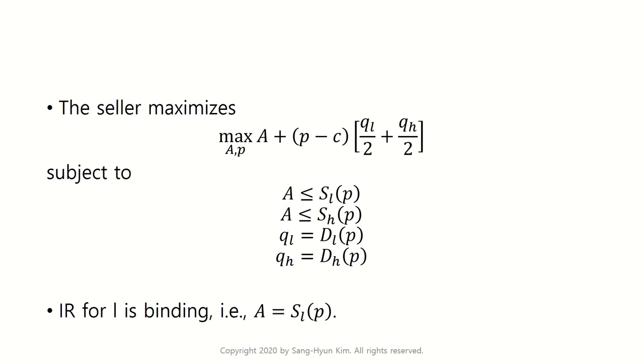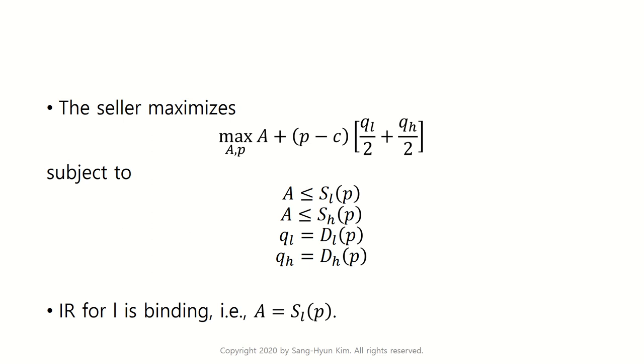So you add them and multiply by half on both demands, or the quantity demanded. So in this profit function, you can see that the L type consumer buys as much as QL, and the H type consumer buys as much as QH. And we have 4 constraints, right? So you maximize this profit function subject to 4 constraints.